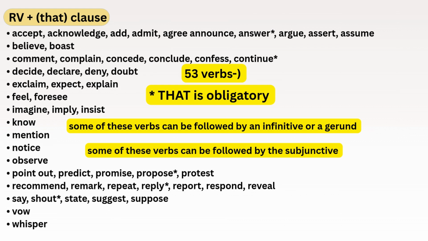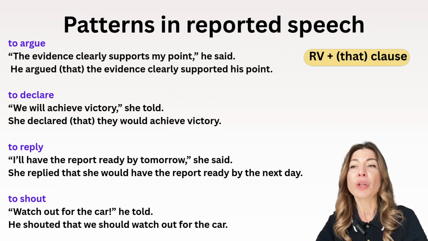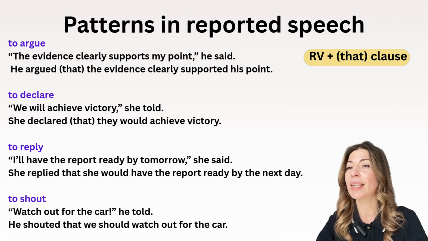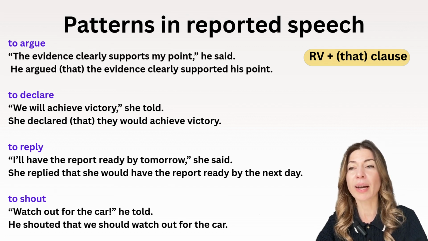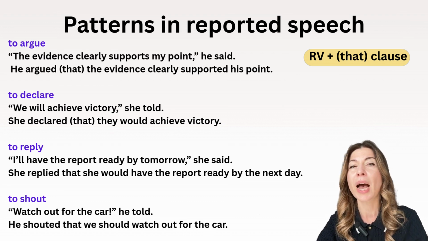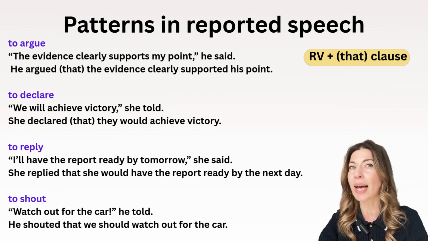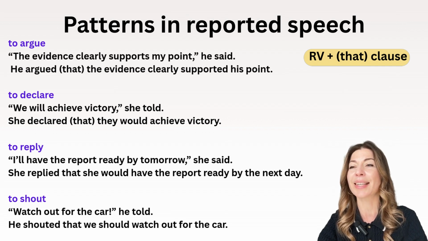Let me show how we can use those verbs in sentences. The evidence clearly supports my point, he said. We can report this sentence using the verb to argue. He argued that the evidence clearly supported his point. Well, yes, you can simply say he said that the evidence clearly supported his point, but to argue would sound more advanced, and probably you would like to add this verb in your sentence.